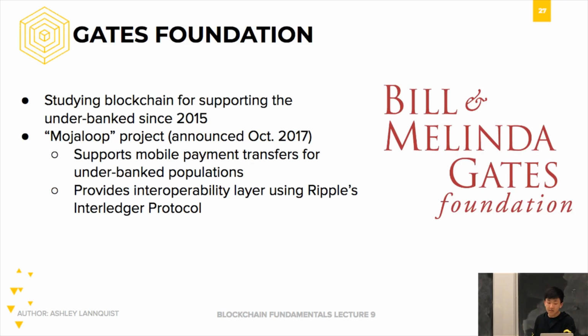Also, the Gates Foundation is looking into blockchain development, and they have a project called Mojaloop, which is basically helping support the underbanked. Right now, not everyone is able to get a bank account and store their funds or transfer funds. So they're looking into cryptocurrency solutions for that, like using mobile phones.